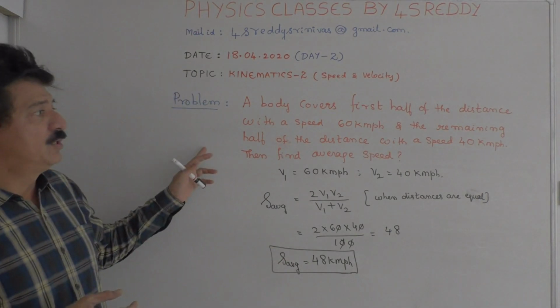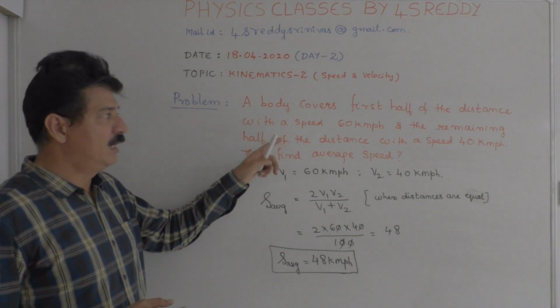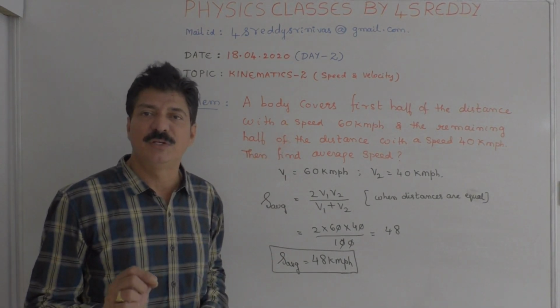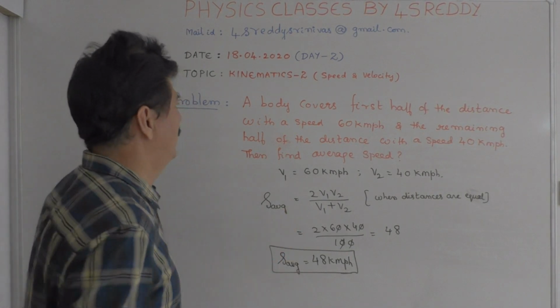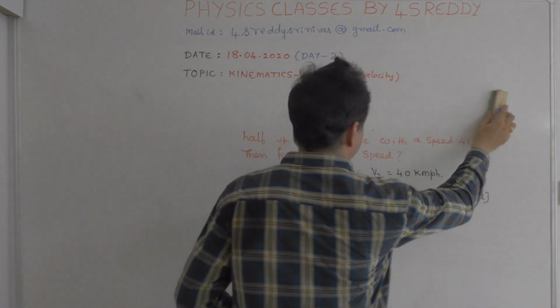So once you know the formula, when the distances traveled are equal and speeds are different, the average speed is given by 2 V1 V2 by V1 plus V2. This is one concept related to the average speed.